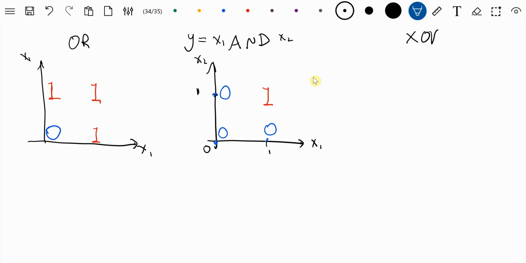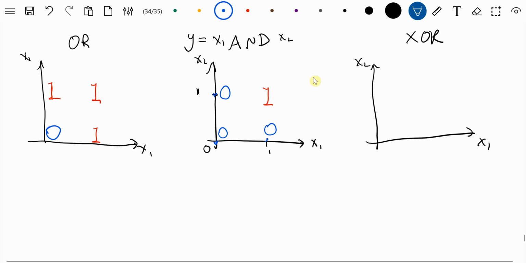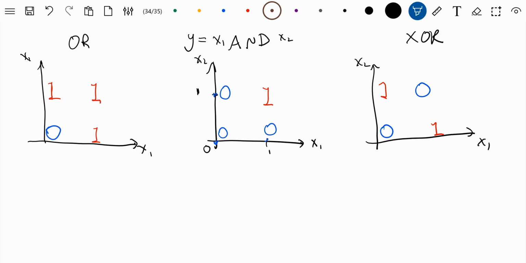So the last one, XOR, x1, x2. 0 here and here. So 1 XOR 1 is 0, and the other two are 1s. So from these, we can see that we can train a linear perceptron on OR, looking like this, and one on AND, looking like this. But we cannot train anything here that's linear because this is not linearly separable.